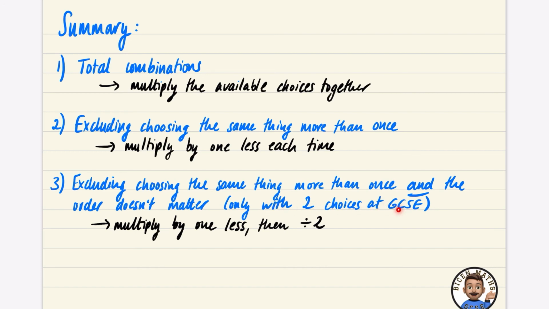If you do A-level, there could be multiple choices and we don't worry about the order. You multiply by 1 less, and then you divide by 2. So in the next video, I'm going to be doing some examples using these 3 kinds of questions and seeing if we can answer them.